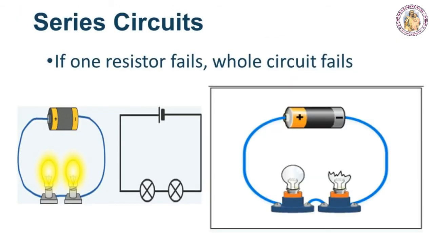Here we are able to see the image. If one resistor fails, the whole circuit fails. See that in the second one, the bulb is broken. So the current will not pass through to the other end, so the other bulb is also not glowing. In the first image, there is no problem in the circuit. There is no disconnection, so both the bulbs are glowing.